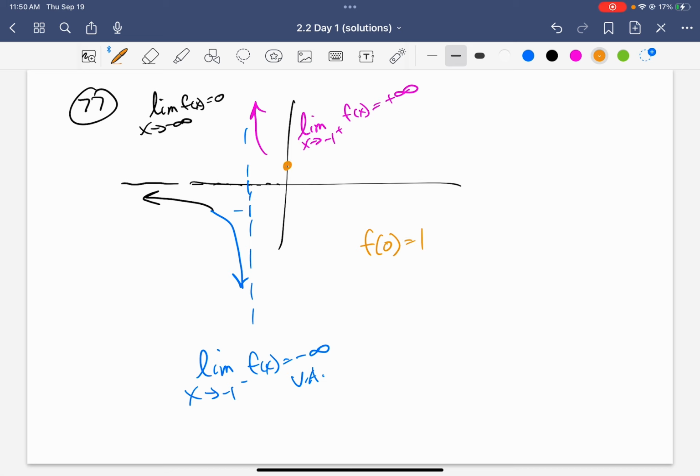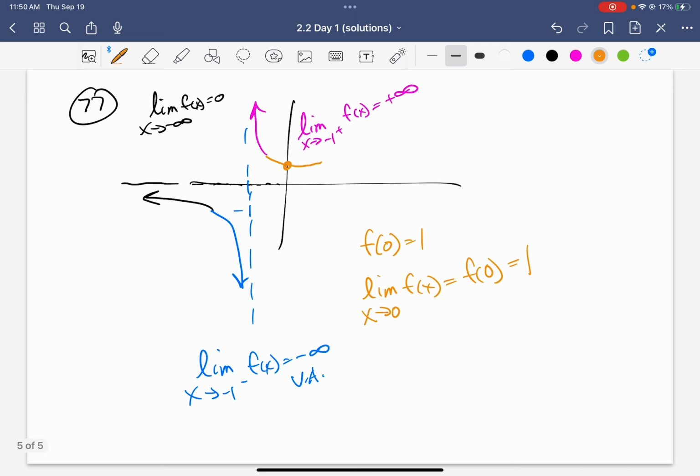So f of 0 is 1, and more importantly, the limit as x goes towards 0 from both sides is equal to f of 0. That means it is actually 1. So it wants to be and is 1 from both sides.